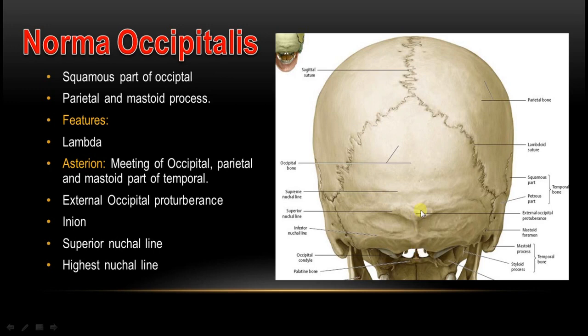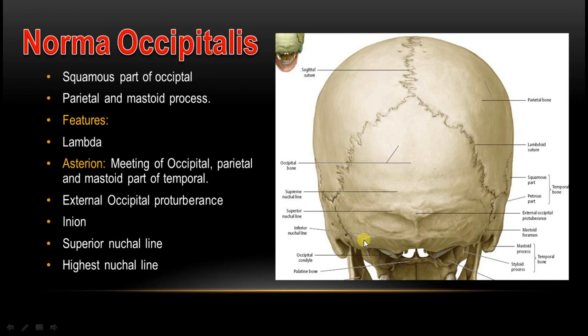Along the external occipital protuberance and external occipital crest, the ligamentum nuchae is attached. The crest extends from the external occipital protuberance to the posterior margin of the foramen magnum. Midway along the external occipital crest, on either side, you can see another pair of lines extending laterally, called the inferior nuchal line.